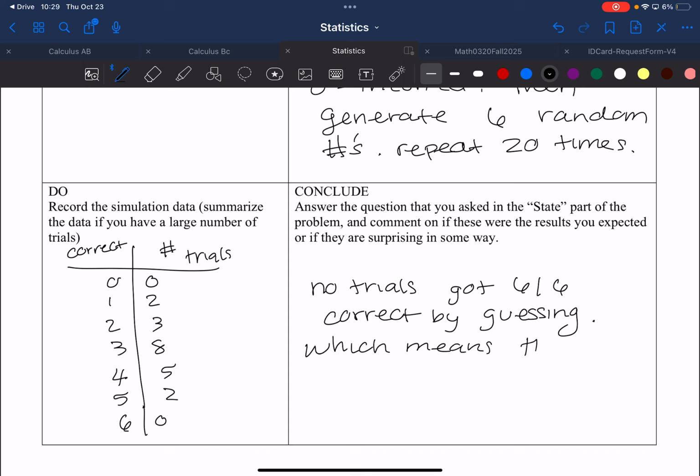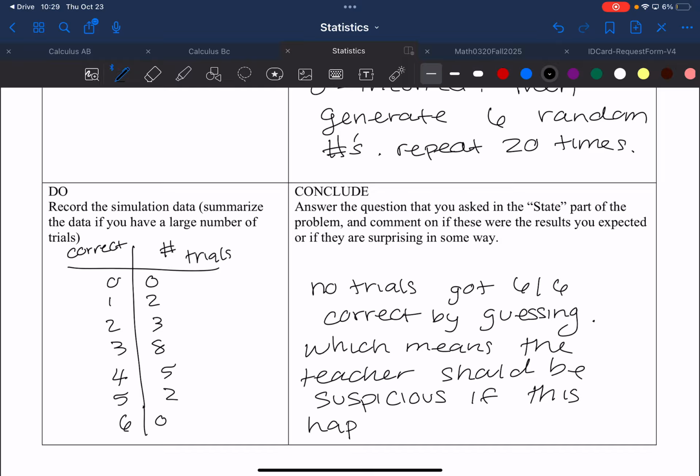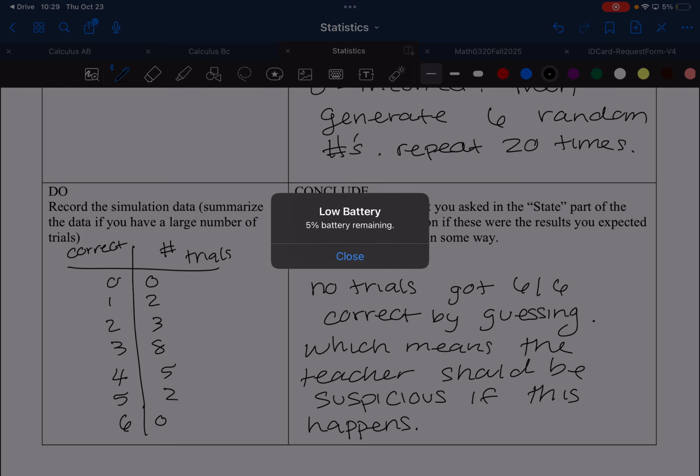Which means the teacher should be suspicious if this happens, which means one of his students got a 100% on a Greek test without knowing Greek and then said, well, I just guessed. When we could do a trial saying after 20 trials, it's a little suspicious because we didn't get any that were correct.